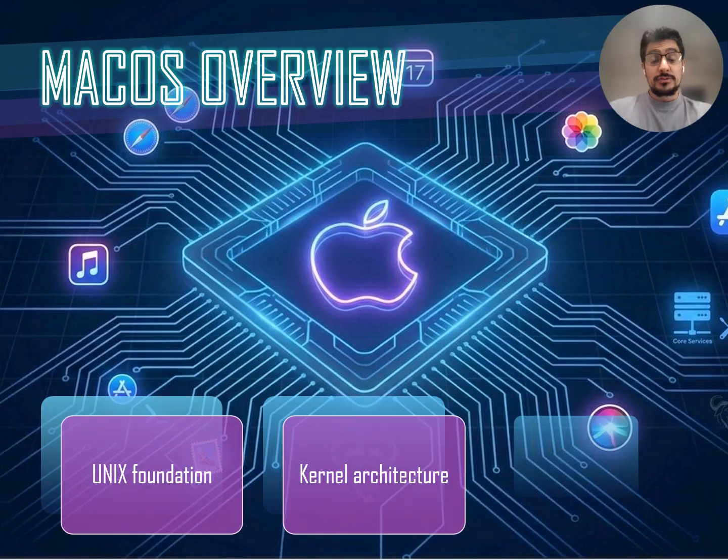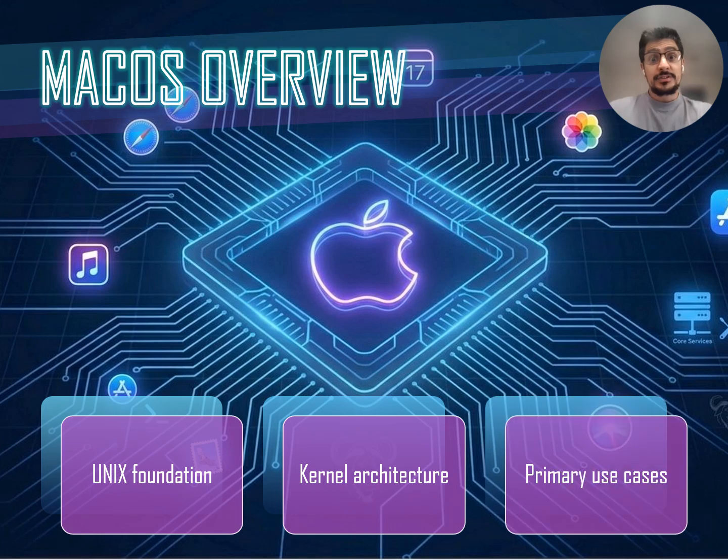Similarly to Windows, macOS also uses a hybrid kernel architecture known as XNU. This architecture combines elements of the Mach microkernel for process scheduling, inter-process communication, and memory management, with BSD components, responsible for file systems, networking, and user permissions.